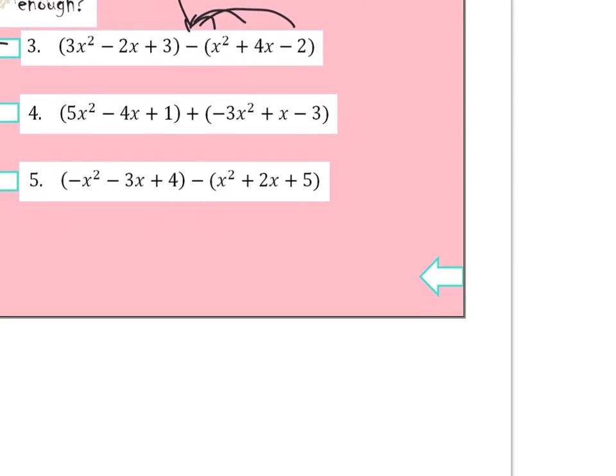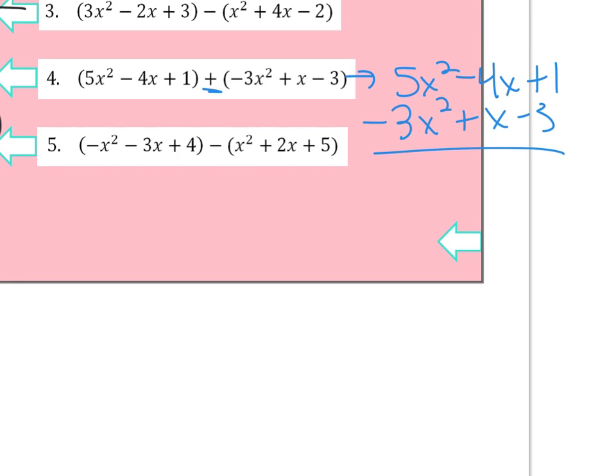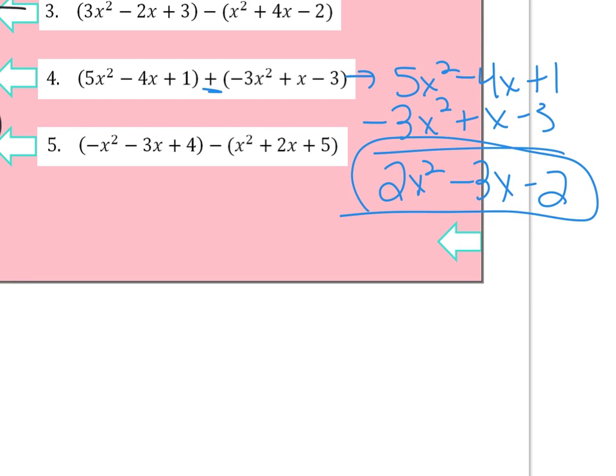So for number 4, if I do it over here, this is just addition. So I'm going to keep everything the way it is. 5x squared minus 4x plus 1. Then on the bottom, negative 3x squared plus x minus 3. So I'm adding, so I don't have to do anything with that. So now it just becomes 2x squared minus 3x minus 2. Notice, I'm not doing anything with the variables. The variables are staying. I'm doing everything with the numbers, nothing with the variables.